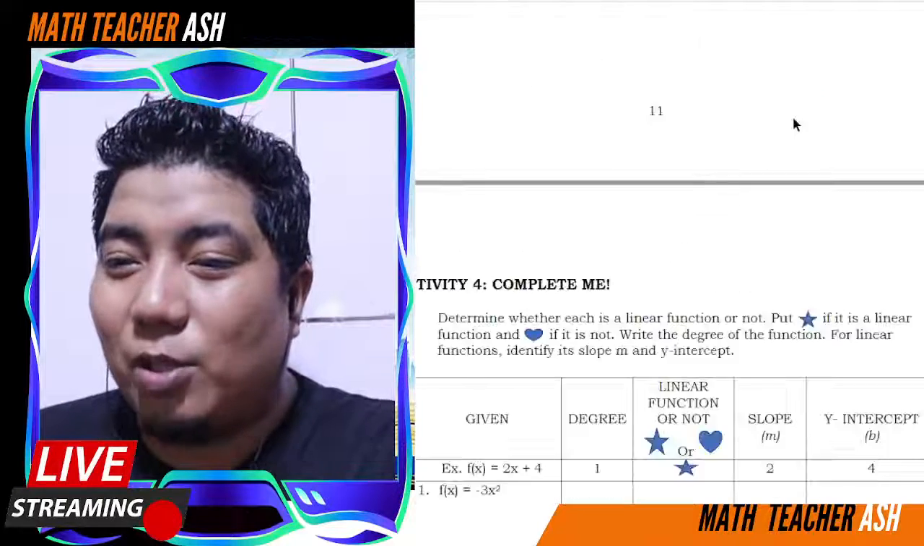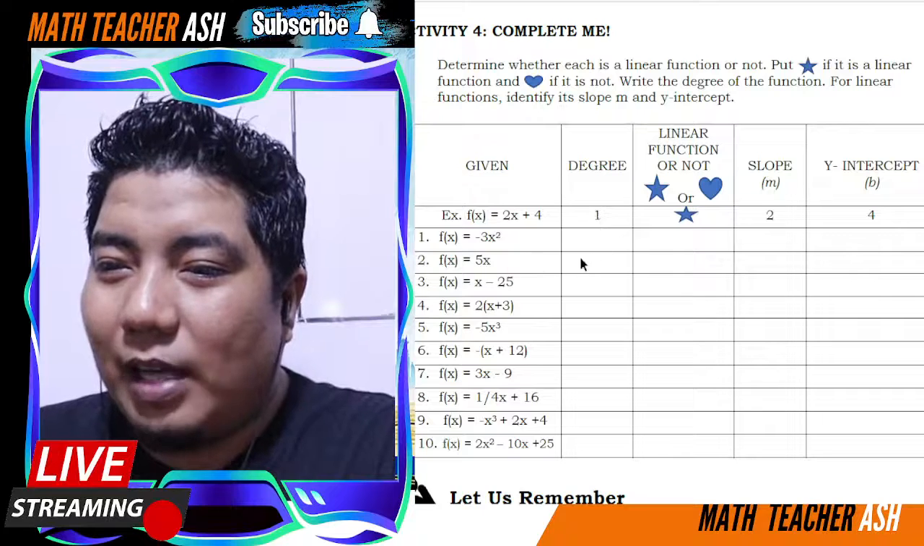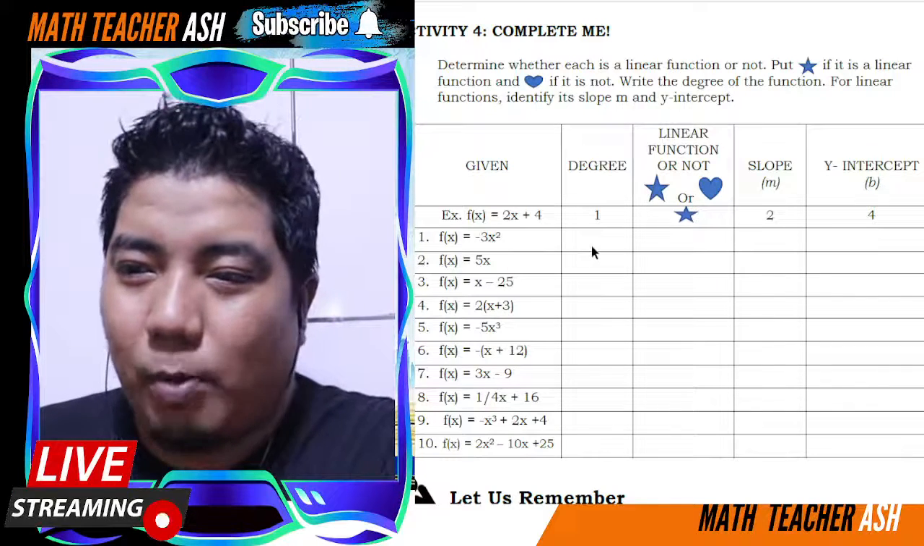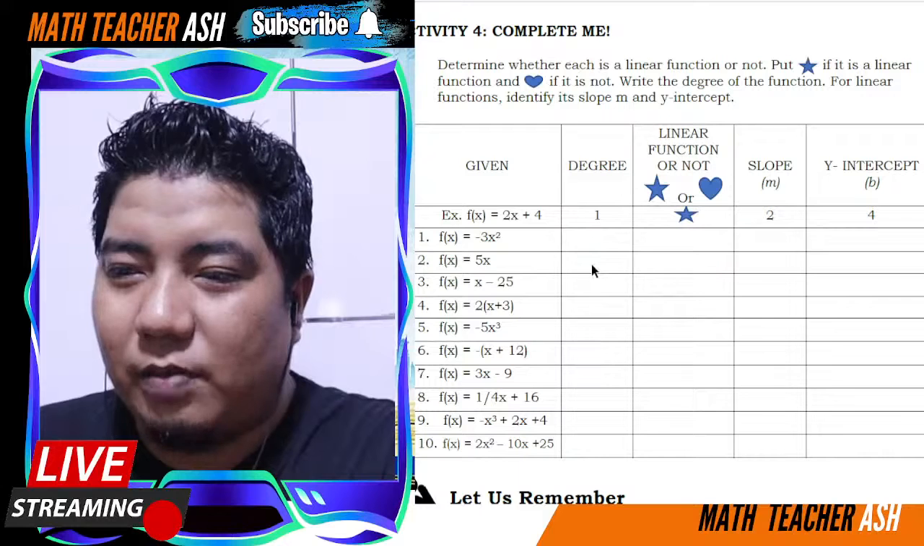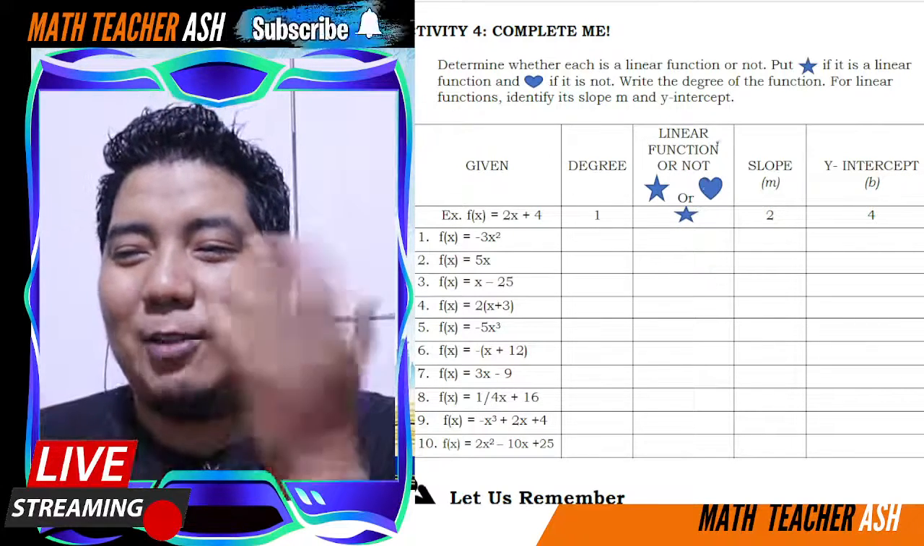Alright, now let us go to the next. Complete me. So we have here the degree. Remember, the degree is the highest exponent. So for this one, that is positive 2. For this one, 1, 1, 1, here, 3, and so on and so forth. Okay, hindi ko nasasabihin ng iba.